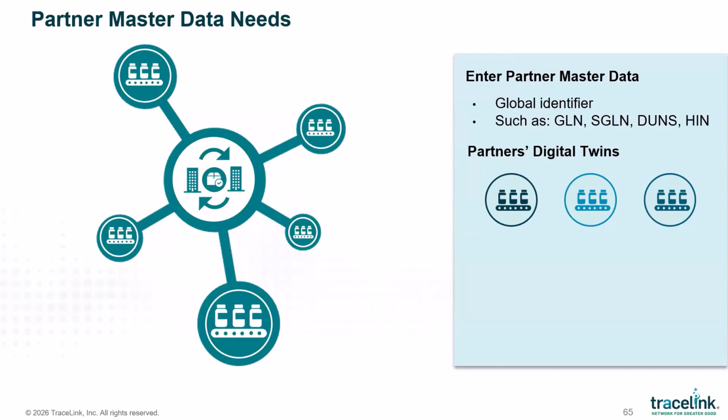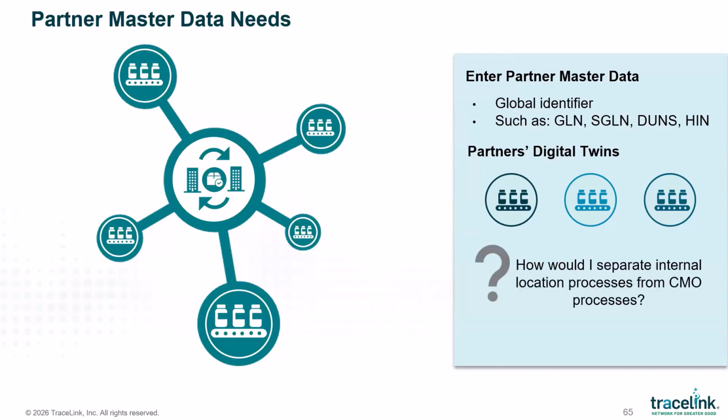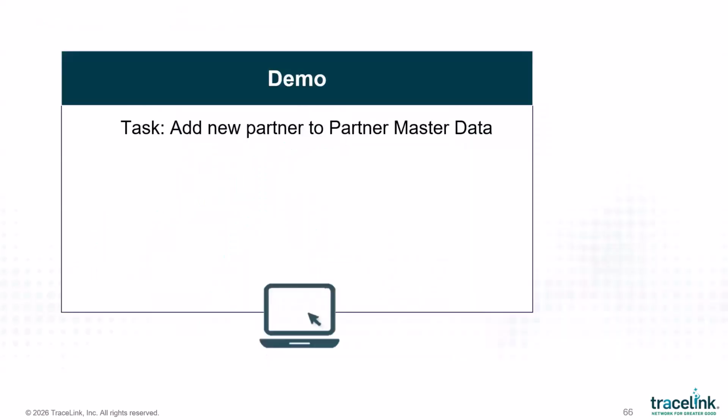Here's a quick question. If I want to separate the business processes I use with my internal locations from the processes I use with my CMO, how would I do that? The answer is I could create another process network specifically for my internal locations. I could apply the same configuration that I use for my external partners, or I could set up a simpler configuration that supports only the internal manufacturing transactions I need. So now I'm going to show you how to add a new partner to Partner Master data.